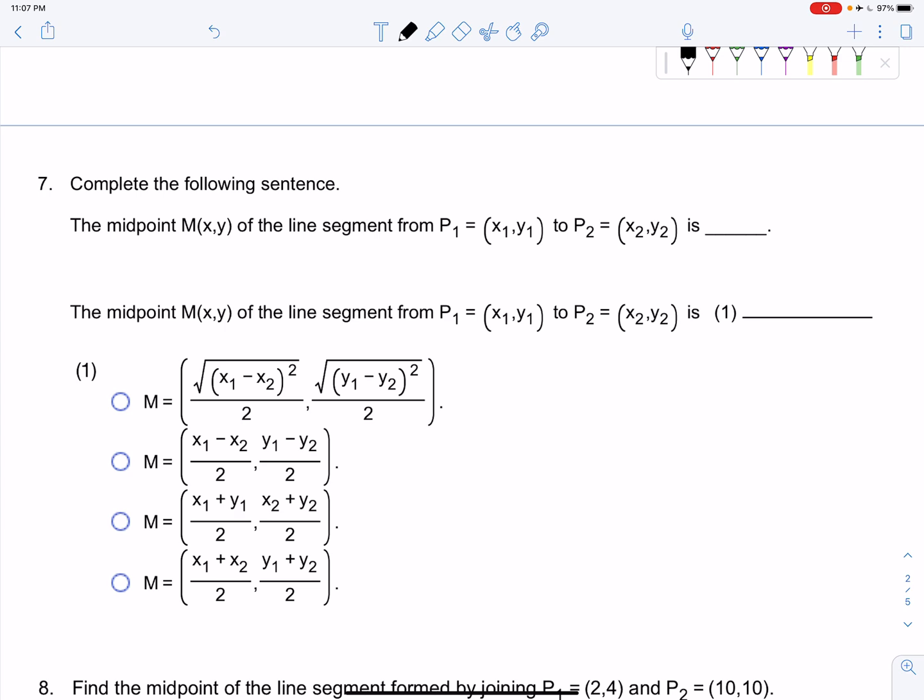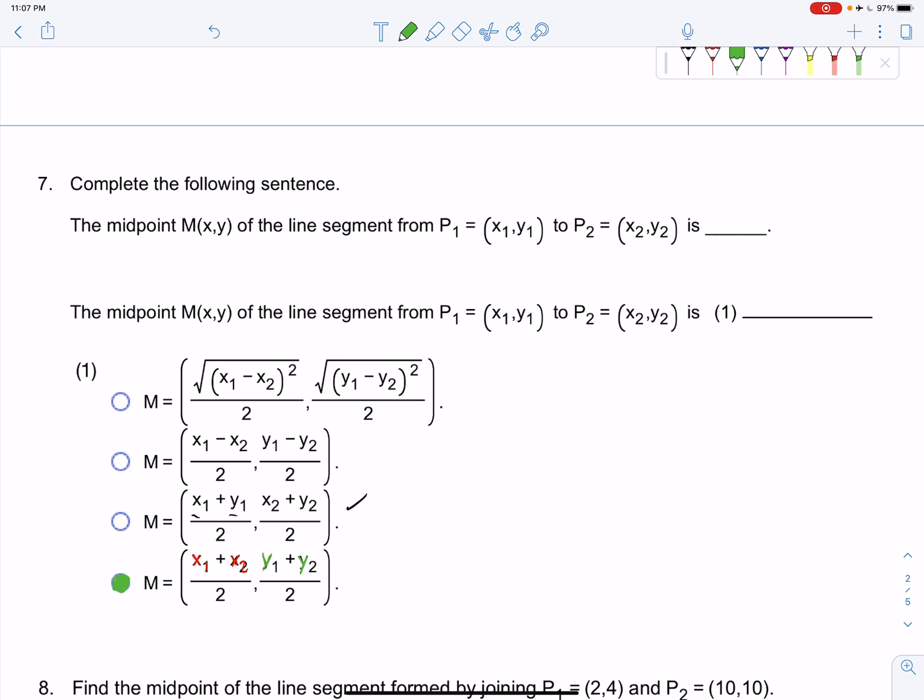So which one looks like averaging? Well, this one looks like averaging. The problem is you're averaging an x and a y. You don't want to do that. So this one is nice right here because you've got x from the first point plus x from the second point divided by 2. So that's being averaged. And y from the first point plus y from the second point divided by 2. That's being averaged. This is the answer right here. This is looking really good.